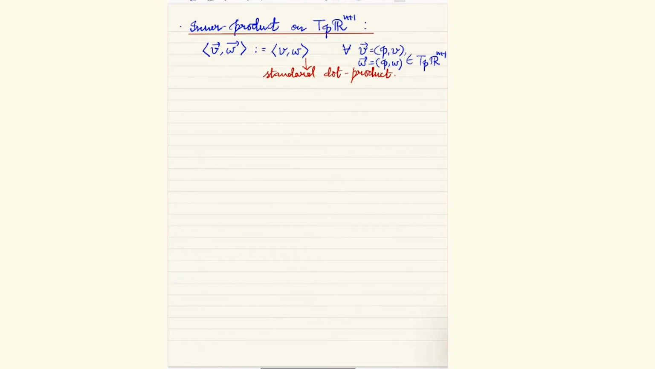I'll mention in passing, of course, that you can define a cross product as well on TP of R3. We won't say anything about it immediately, so I just mentioned it orally at the moment. Once you have an inner product, we have an associated norm, and so we can therefore start measuring angles and lengths. That is, we can do geometry.